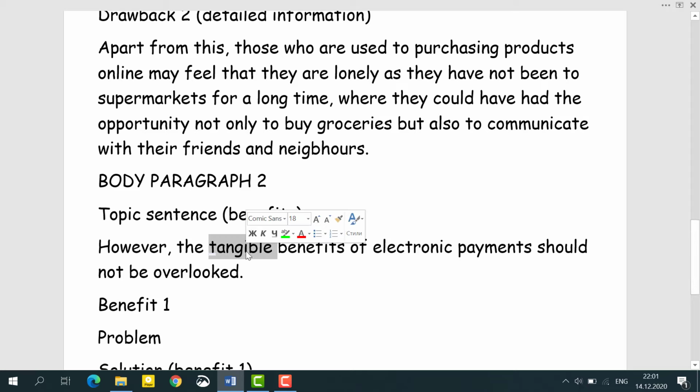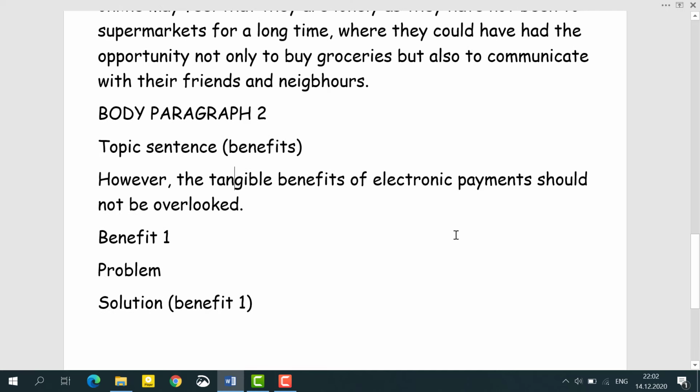The tangible means real benefits, okay? True benefits, something that you can really feel, something that you can really experience, okay? So tangible. Of electronic payments should not be overlooked. Overlook means ignore, not to pay attention, okay? So the idea is we must really pay close attention to this. So benefits, and here the tangible benefits, okay?